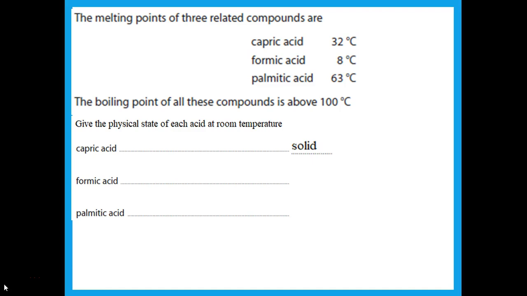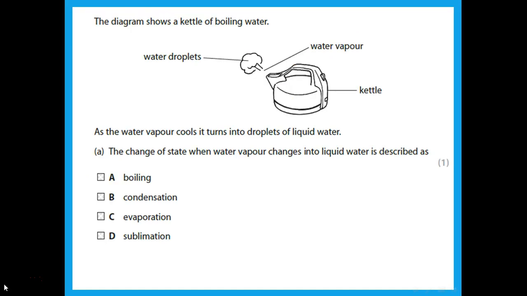Formic acid has a melting point of 8. So at room temperature, which is 20 or 25, it has already melted. It hasn't boiled yet because the boiling point is above 100, so it is a liquid. Palmitic acid has a high melting point and a high boiling point. So at room temperature, it has not melted yet, so it is a solid. Are we okay with all of this?